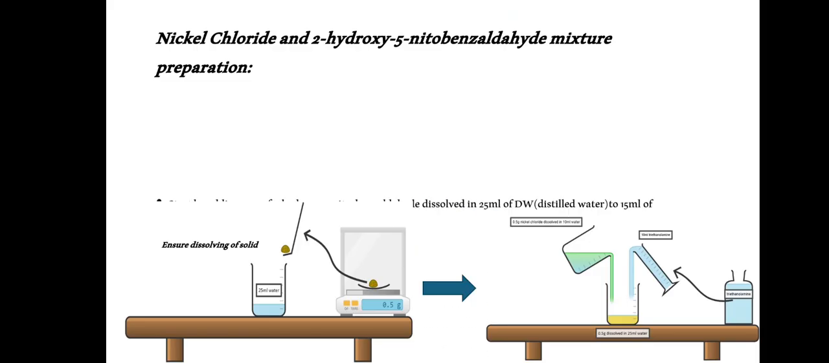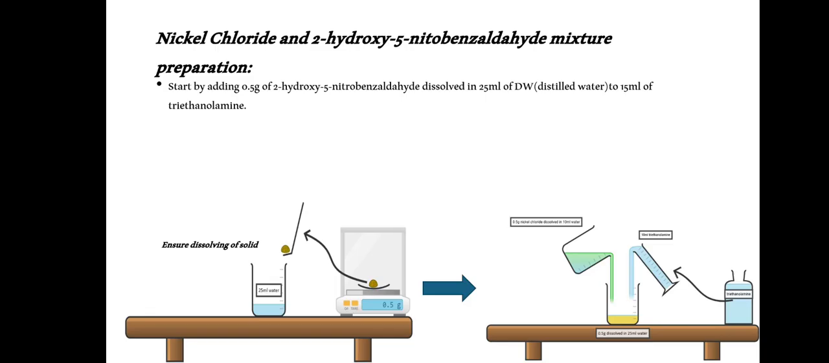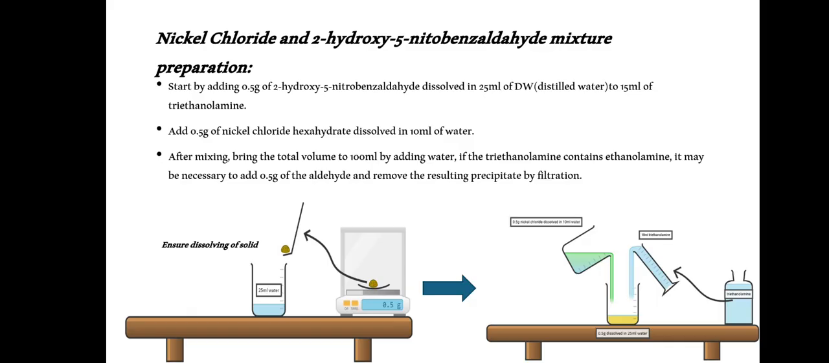This is done by adding 0.5 grams of 2-hydroxy-5-nitrobenzaldehyde dissolved in 25 milliliters of distilled water, then added to 15 milliliters of ethanolamine, as shown in the picture below. Then we can add 0.5 grams of nickel chloride hexahydrate dissolved in 10 milliliters of water. After mixing, we bring the total volume to 100 milliliters by adding water, distilled water of course.